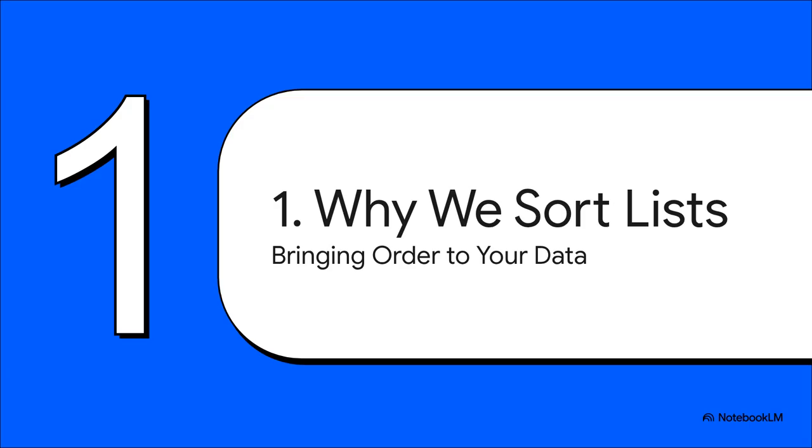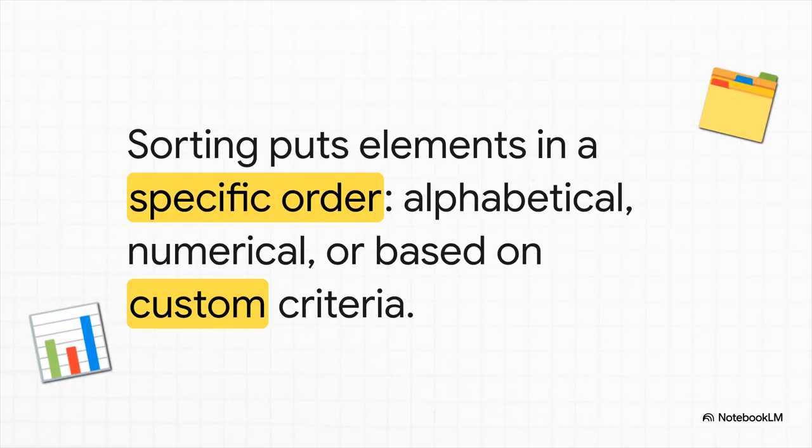All right, section 1, why we sort lists. It's all about bringing some much-needed order to your data. At its heart, sorting is just about putting things in a specific order, right? Whether that's alphabetical, numerical, or something totally custom. I like to think of it like a messy desk. A random pile of papers? Pretty useless. But the moment you sort them, maybe by date or by project, that chaos suddenly becomes an organized, usable system. And that's exactly what sorting does for our data in Python.